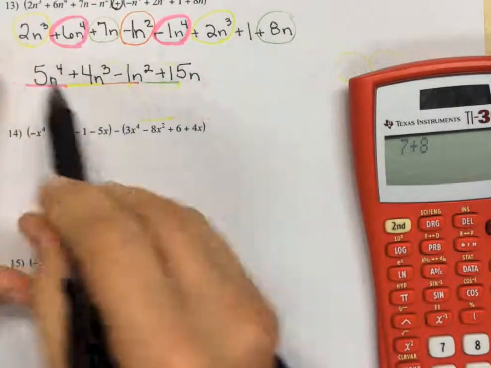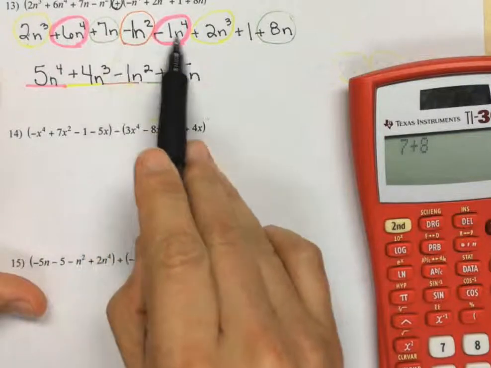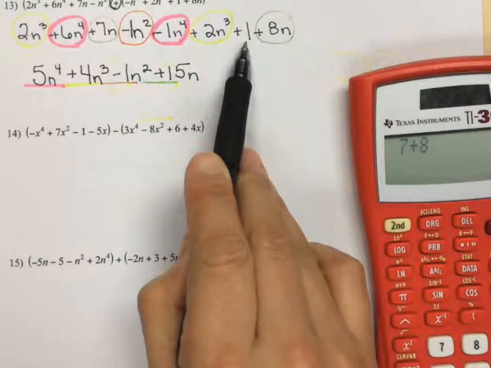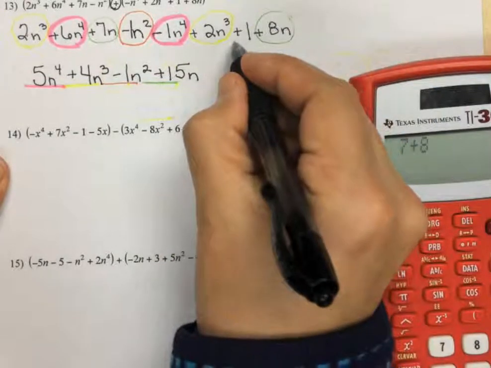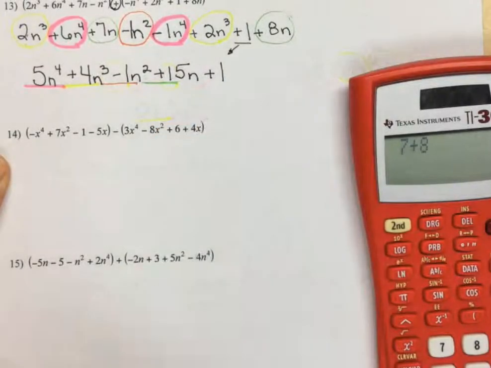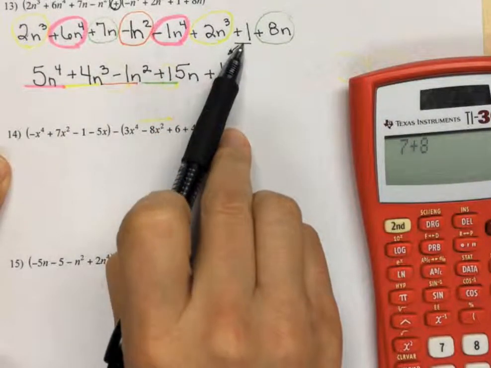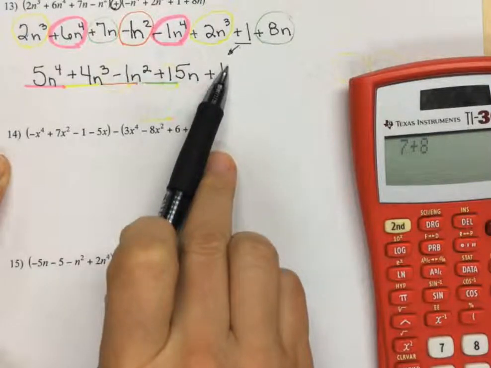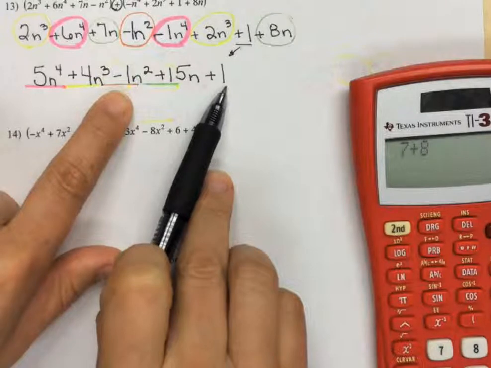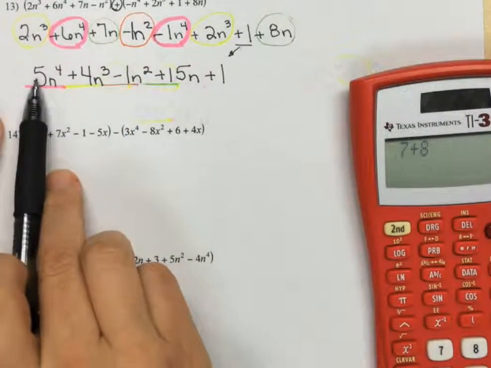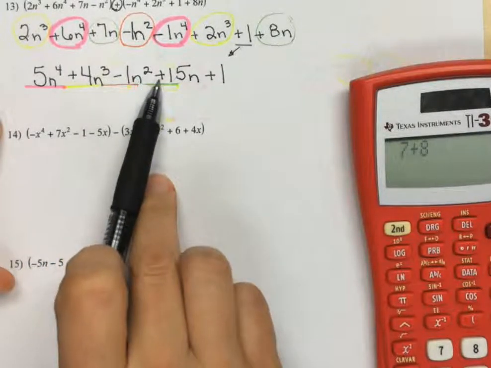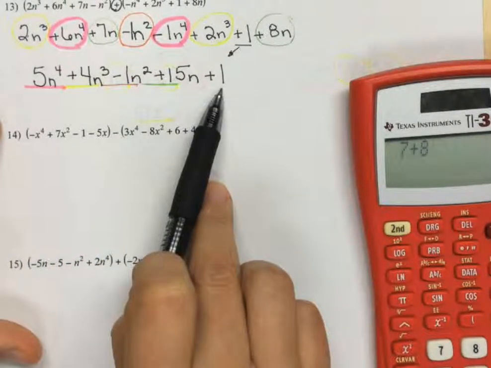We have to double check. Highlighted, highlighted. We're done, we're done. Highlighted, highlighted. We have one term that's not highlighted yet. It's a number all by itself. I can just bring that term directly down here and add it to our equation. I don't have to do anything with it. There's no other numbers, so I bring it down just like I brought our orange term, negative 1n squared, straight down. So your answer is 5n to the fourth plus 4n to the third minus 1n squared plus 15n plus 1.